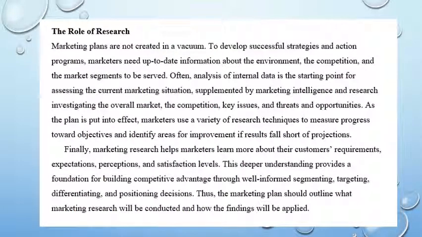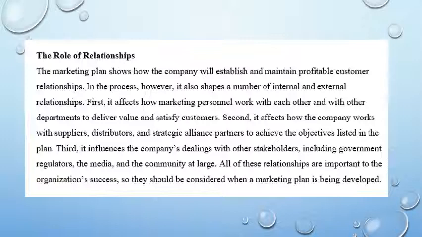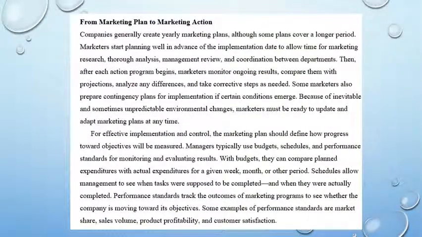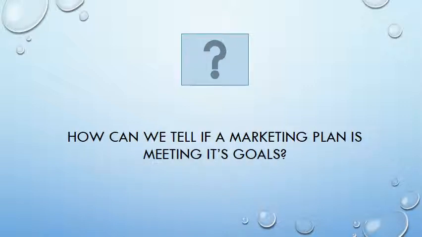Now here, I want you to read a bit about the role of research and then answer the questions. Or should I say, question, what kind of information is provided by research? And now read this brief but very important paragraph on the role of relationships. Now, can you name 3 types of relationships other than customer relationships that are considered to be important to success? And now finally, read from marketing plan to marketing action, and then answer the questions. How frequently does a business need to create a marketing plan? And how can we tell if a marketing plan is meeting its goals?